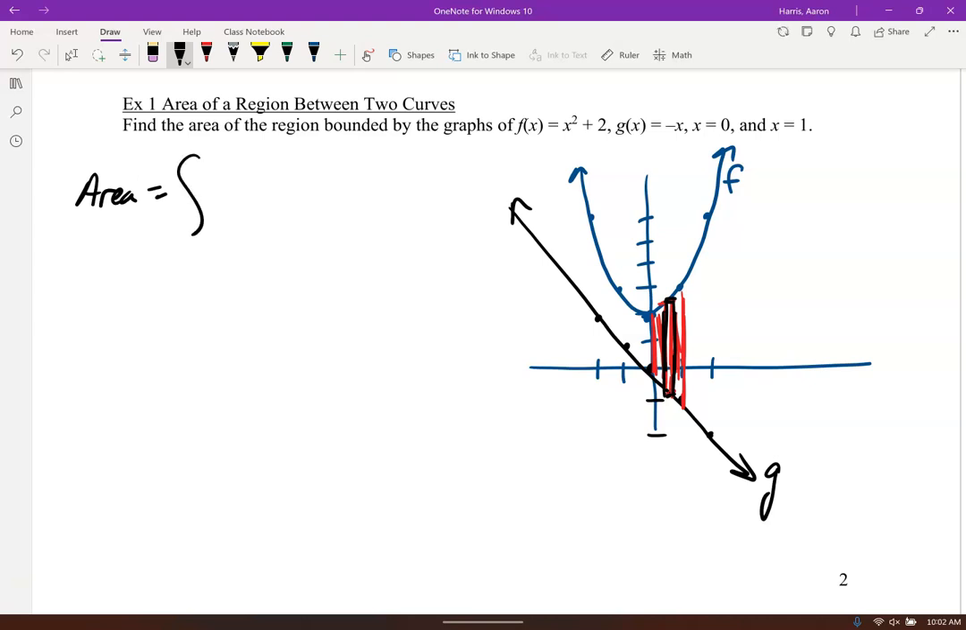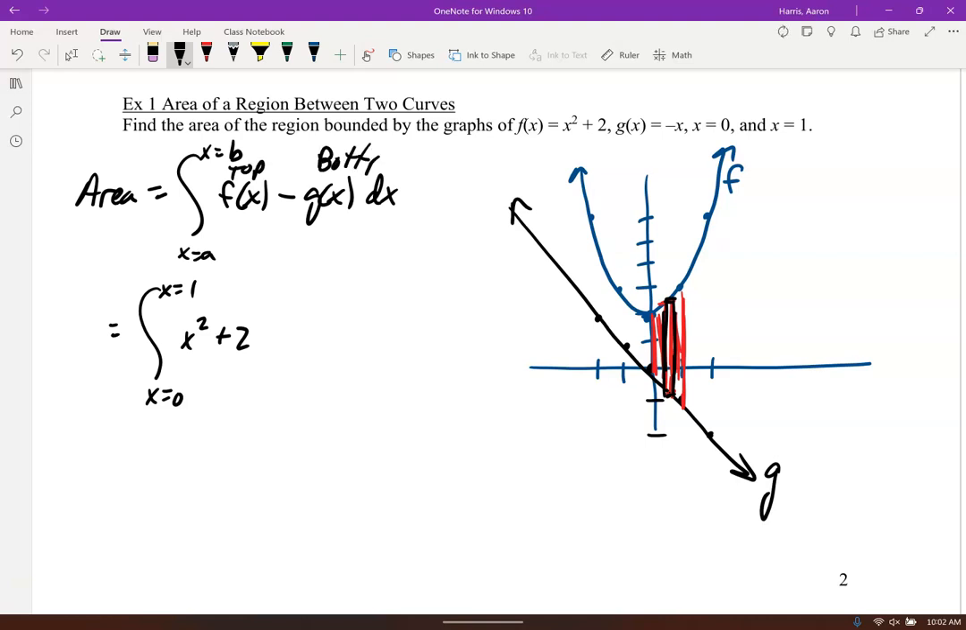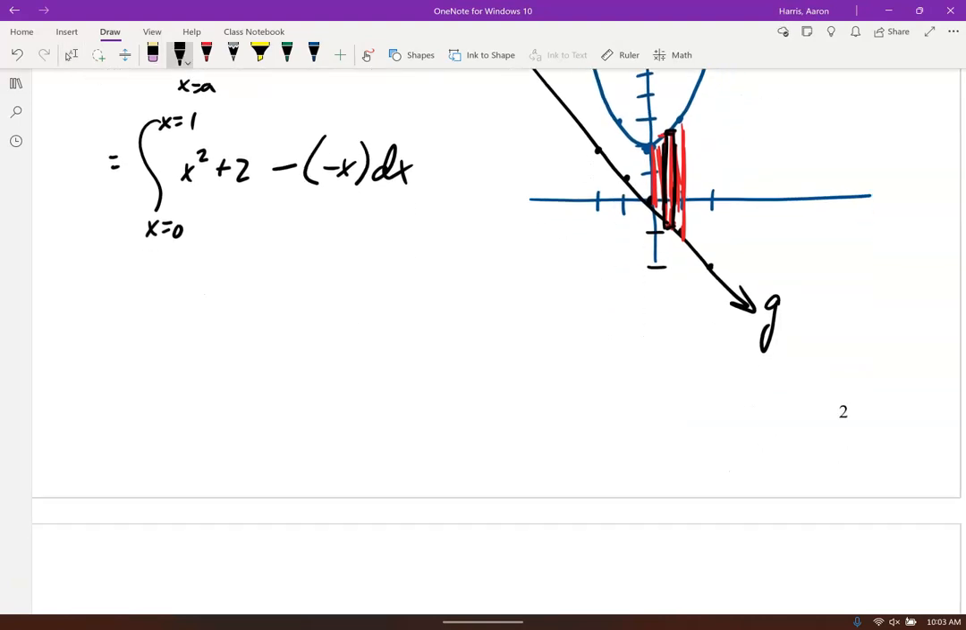would be from x being a to x being b of the top minus the bottom. Again, f of x luckily is the top. So we're going from x being 0 to x being 1 of f of x, x squared plus 2. There's my top one. And the bottom function minus the bottom function, which is negative x. And so we've got x squared plus x plus 2 dx from 0 to 2.